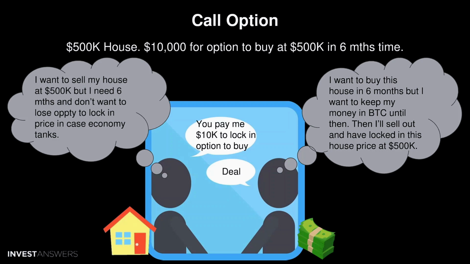Imagine John and Sarah. John owns a house. He fears the economy is going to tank, but he wants the option to sell his house at a point in the future, 6 months from now, because he needs somewhere to live for the next 6 months. And he cuts a deal with Sarah. She wants to have a house as well, but she doesn't have any money today because she has it all tied up in Bitcoin. So it's working out for both of them perfectly.